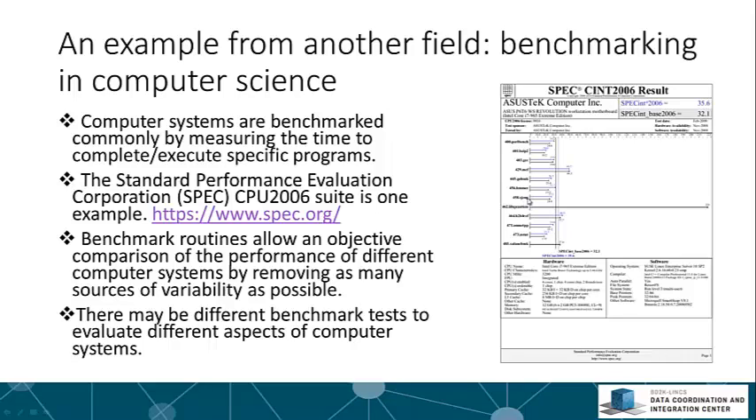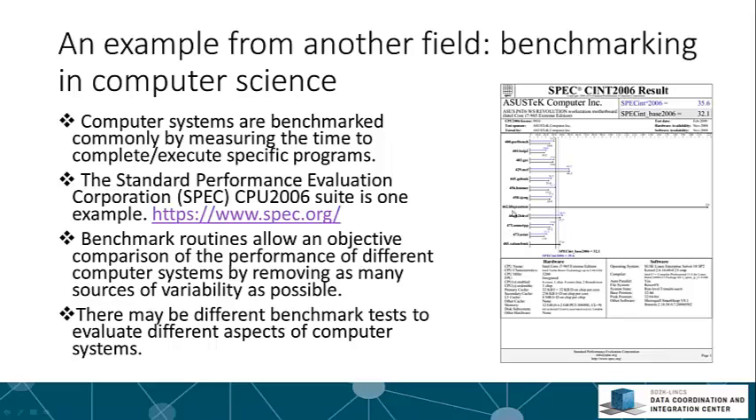458.sjeng benchmark, we're testing the artificial intelligence capabilities of the computer system. And this is done by running a standard chess program. And the time to complete the chess problem is measured and compared to a reference. Up here with 403.gcc, this benchmark test measures the time that the system takes to compile C code, for example.